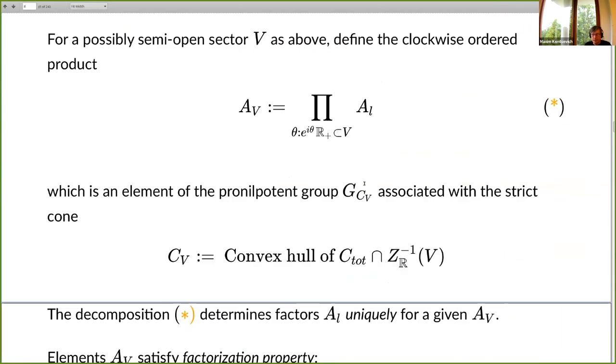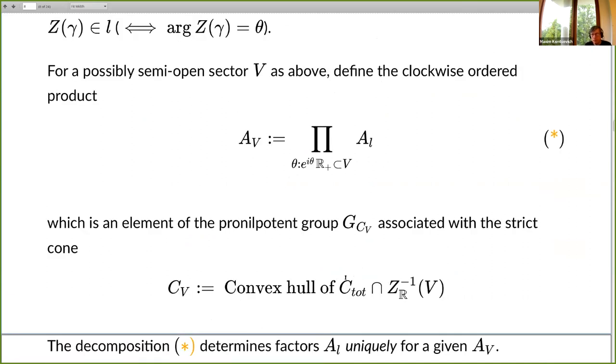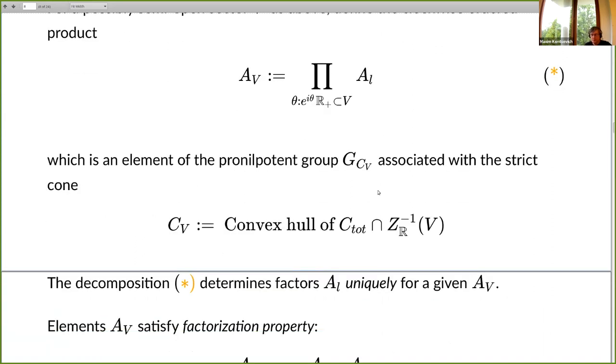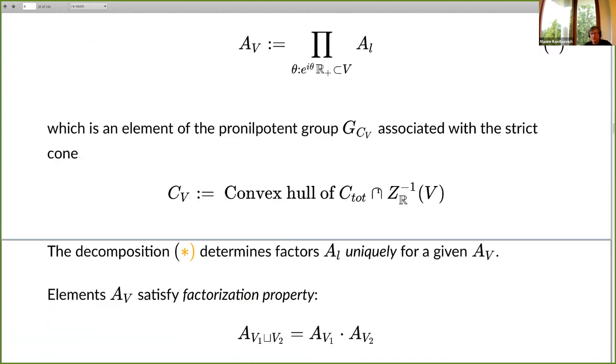Okay, so we get these elements of larger groups. And this element of a larger group can be uniquely decomposed in factors, but factors will lie a priori in some bit larger algebras, because you know, take convex hull, intersect with pullbacks to get larger convex cones. But if you allow to enlarge my groups, then you get kind of one-to-one correspondence.